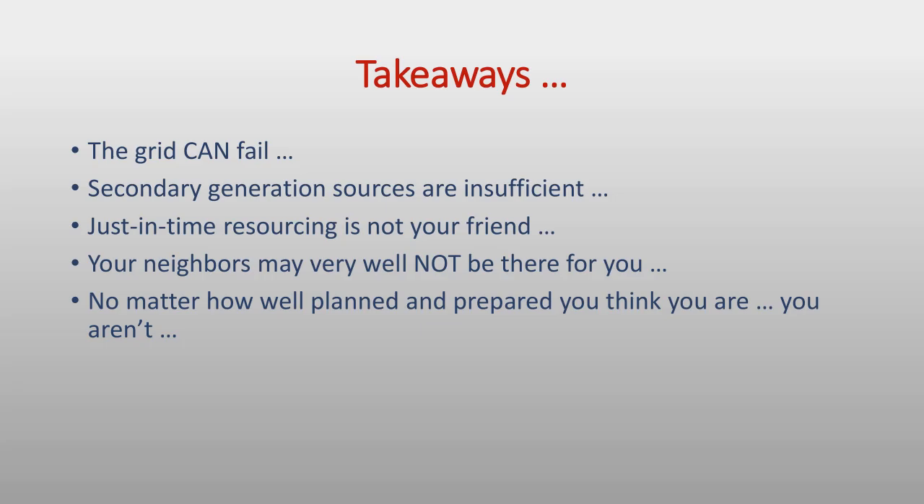Takeaways: the grid can fail. We know that. Secondary generation sources, your generators, will do you well for a little while, but they are insufficient to the task. Just-in-time resourcing is not your friend. We got a really good taste of that with COVID, but in a blackout situation, a widespread, long-duration blackout, just-in-time resourcing, which is economically friendly, is not disaster-friendly.